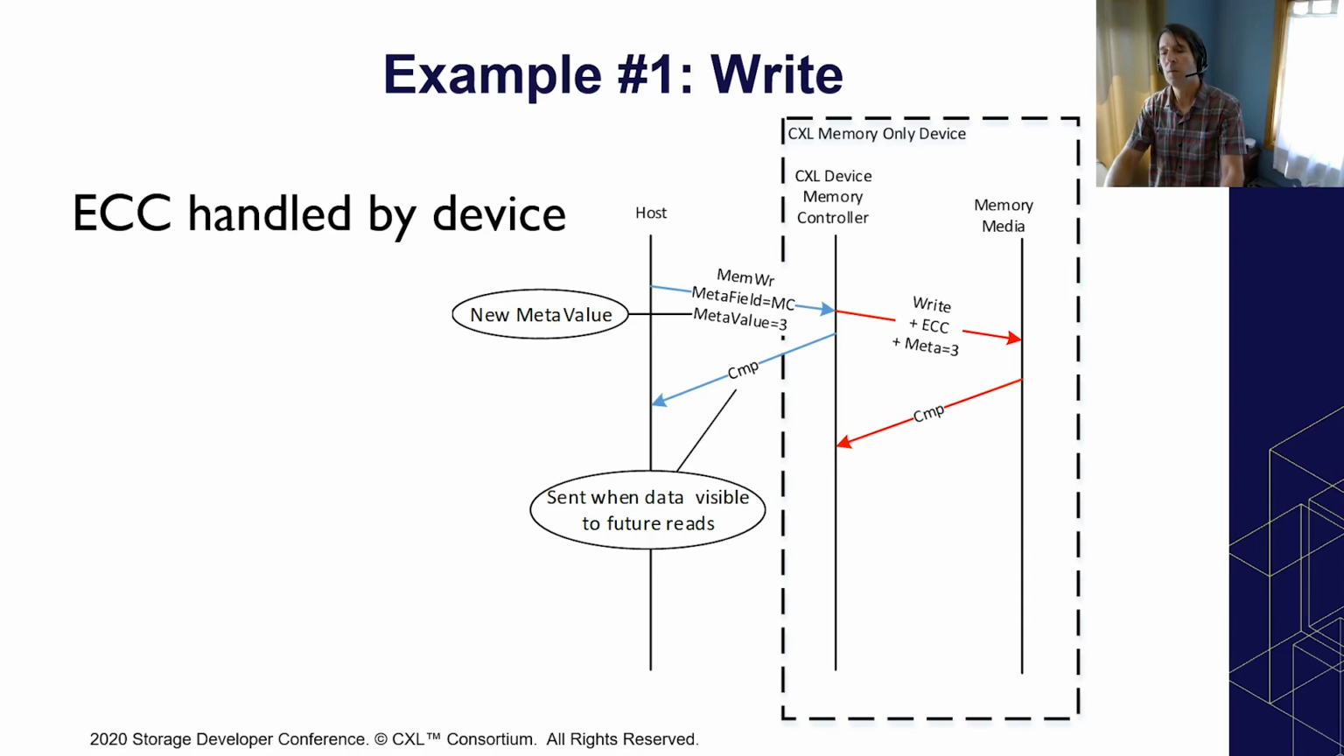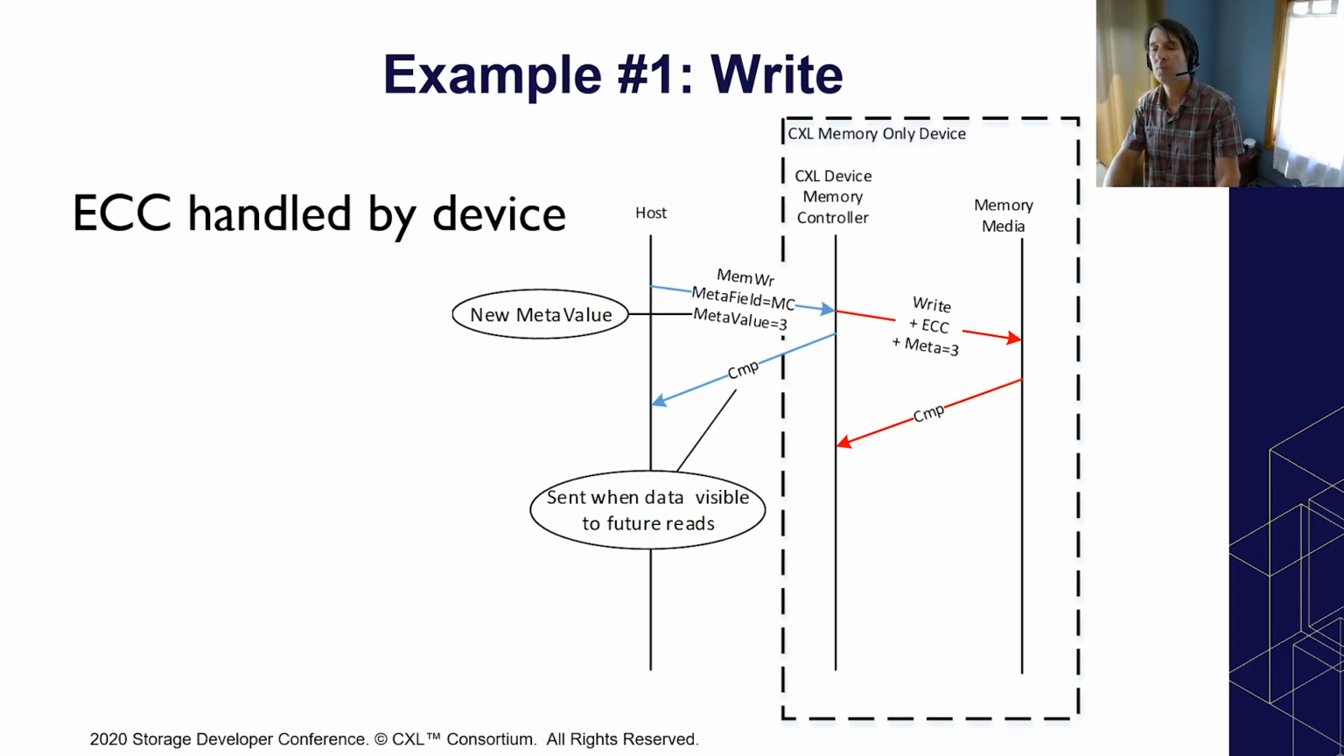Now, the CXL memory device, in this case, will get this memory access that includes the 64-byte cache line of data, and it will do the ECC calculation that's required for the memory media that's maybe specific to the media but not exposed to the host, and it will also store the metastate information. In this case, the value that was passed is 3.